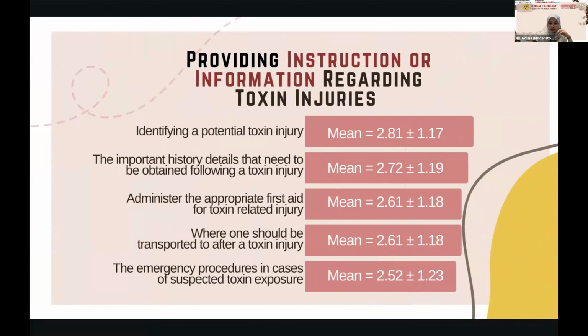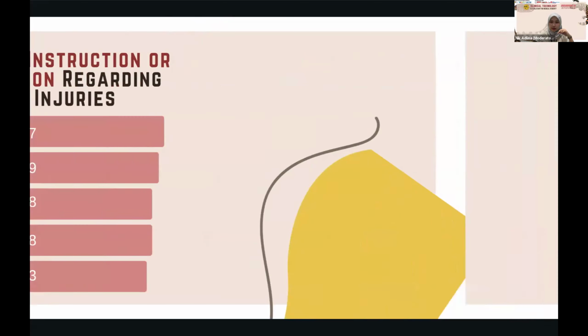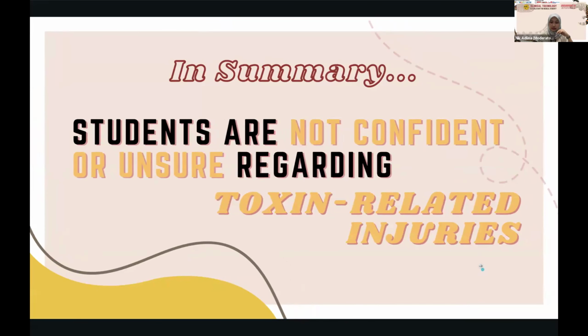And last but not least, the same goes for providing instruction or information regarding toxin injuries. The range of answers was within 2.52 to 2.81, also showing a moderate to low confidence regarding identifying a potential toxin injury, important history details, how to administer the appropriate first aid, where patients should be transported to, and the emergency procedure in such cases. So in summary, we can conclude that most students are not confident or unsure in regard to toxin-related injuries.